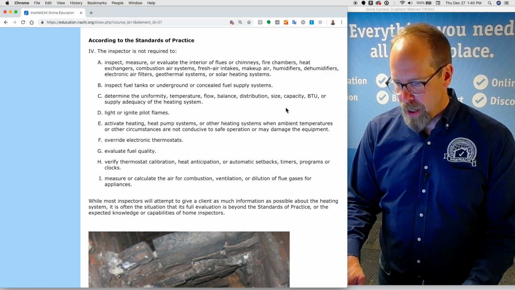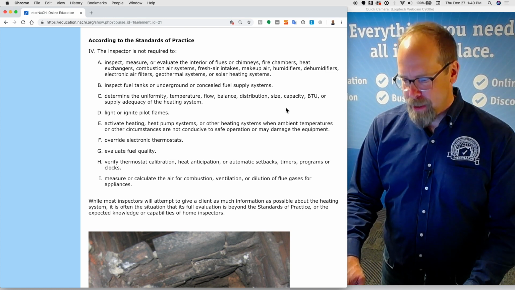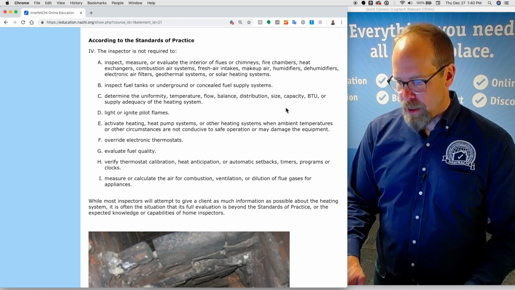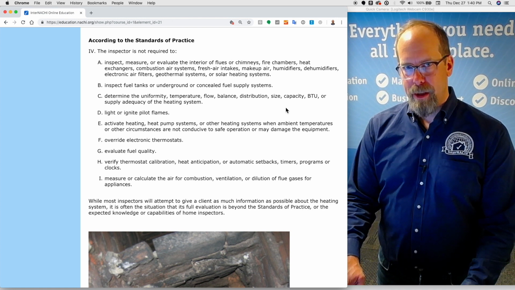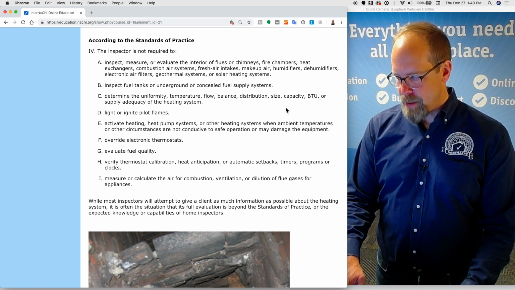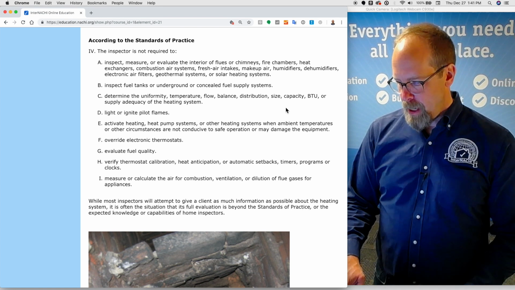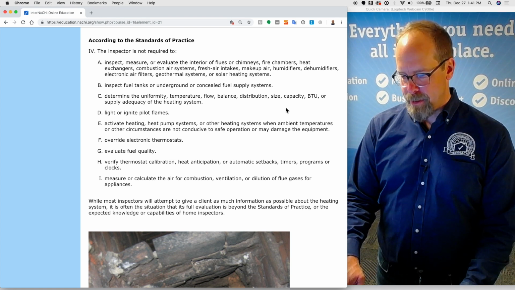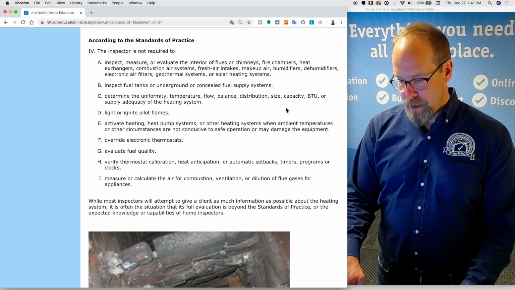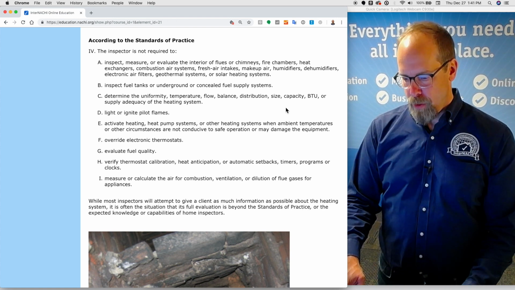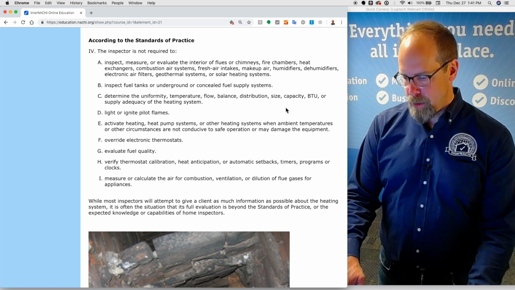You're not required to evaluate fuel quality or verify thermostat calibration, heat anticipation, automatic setbacks, or features or programs. The inspector is not required to measure or calculate the air for combustion, ventilation, or dilution of flue gases for appliances. While most inspectors will attempt to give a client as much information as possible about the heating system, it is often the situation that its full evaluation is beyond the standards of practice or the expected knowledge and capacities of the home inspector.